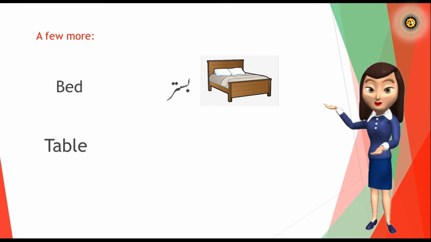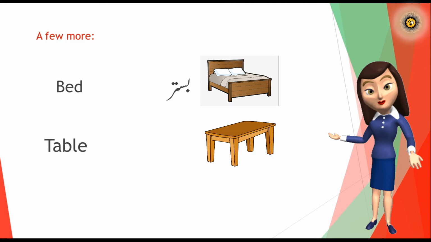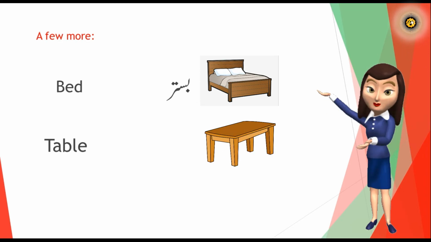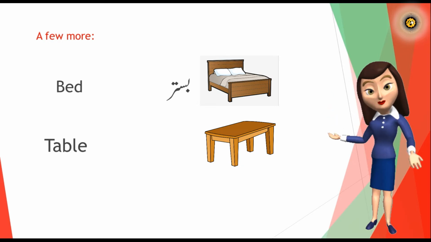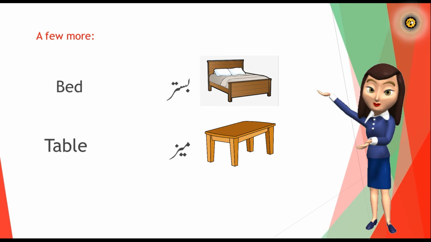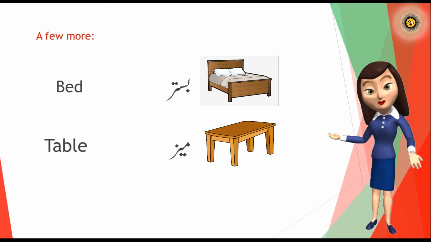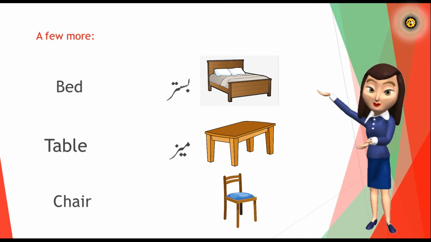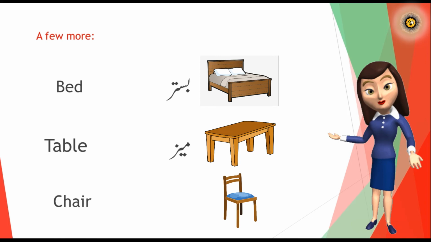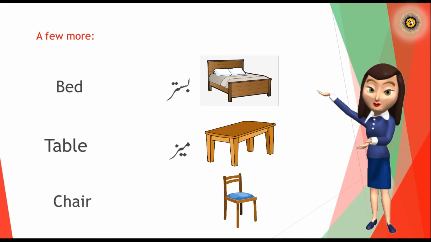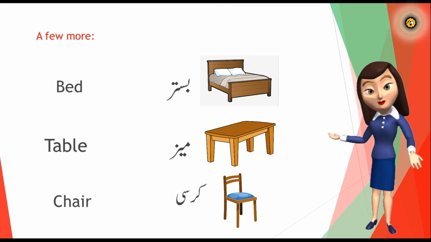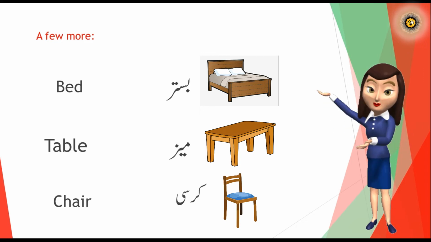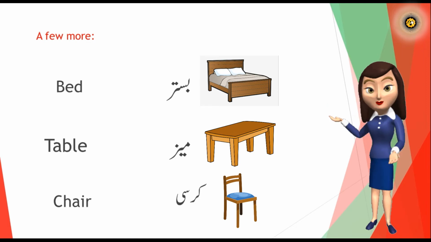Next word is table. Table. In English, table, and in Urdu, mez. Mez. Next word is chair. In English, we say chair. We sit on the chair, right? In Urdu, it is kursi. Kursi.